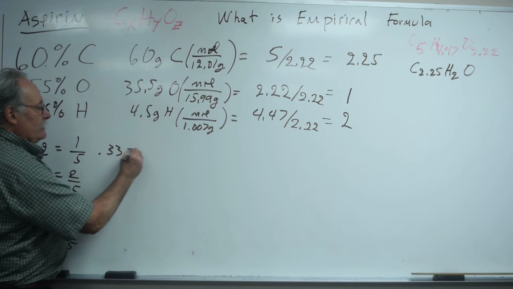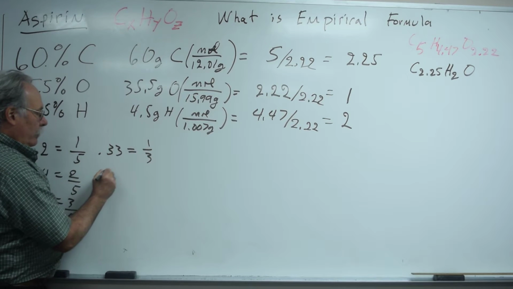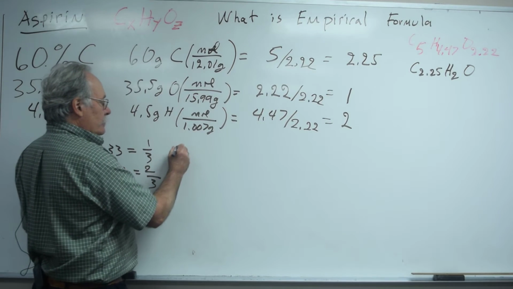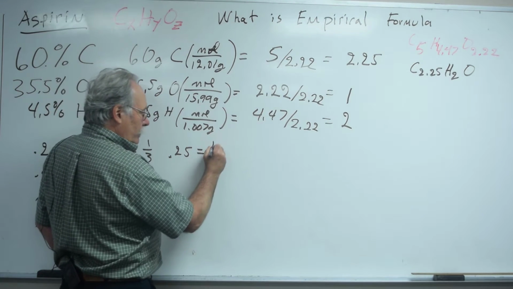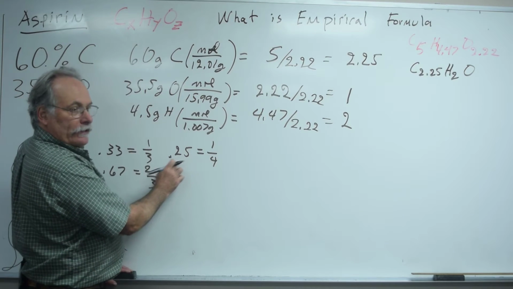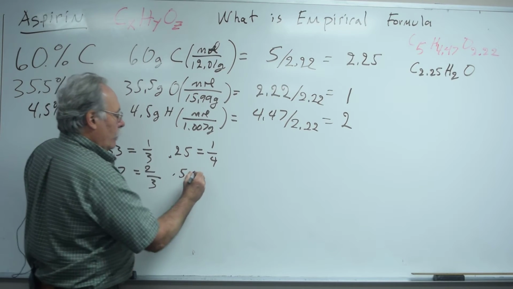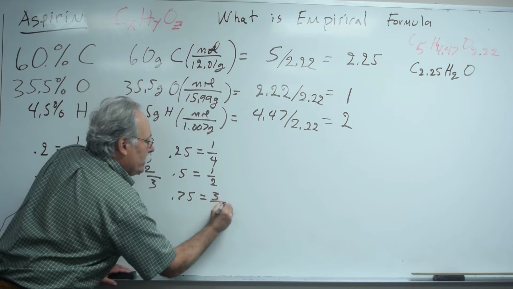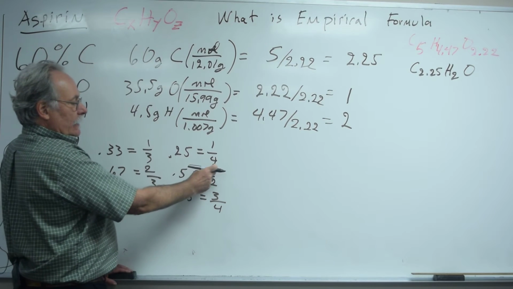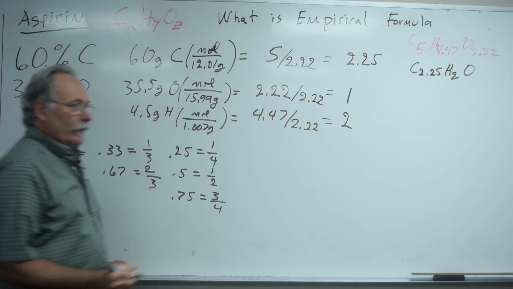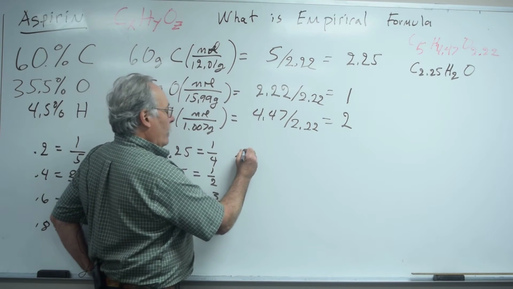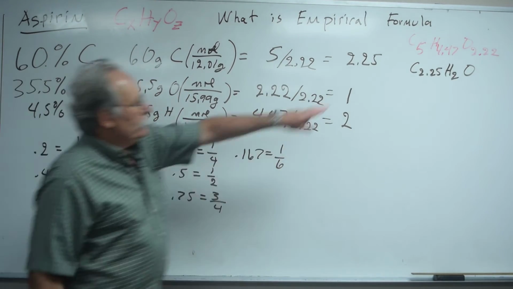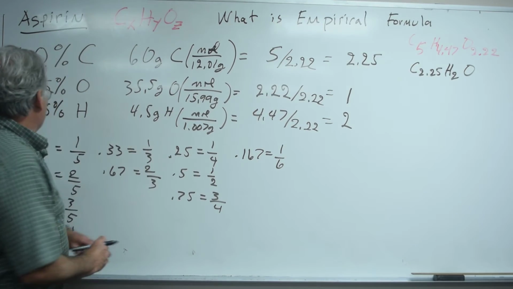I could have 0.33, which is 1/3. 0.67, which is 2/3. I could have 0.25, which is 1/4. I could have 0.5, which is 1/2. I could have 0.75, which is 3/4. Notice 0.5 is the same as 2/4, and 2/4 is 1/2. I could also have 0.167, which is 1/6. So 0.25 is the same as 1/4.